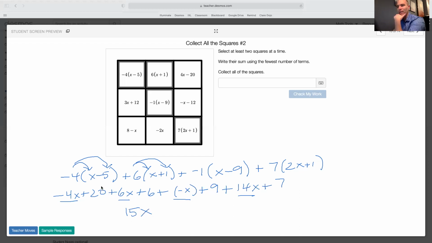All right, and then now the constant terms. 20 plus 6, that's 26, plus 9, that's 35, and plus 7, that's 42. So I think we got 15x plus 42. Let's try it.